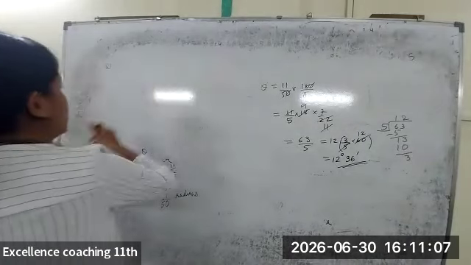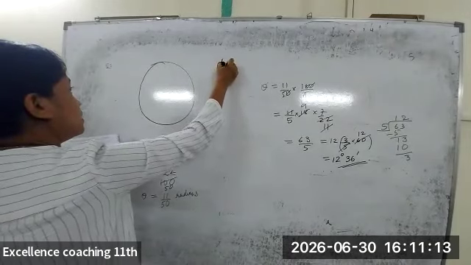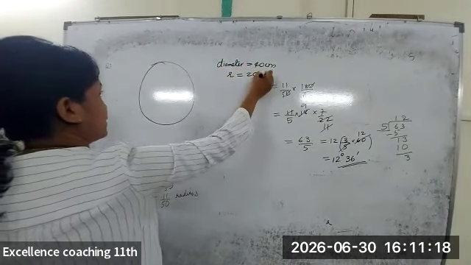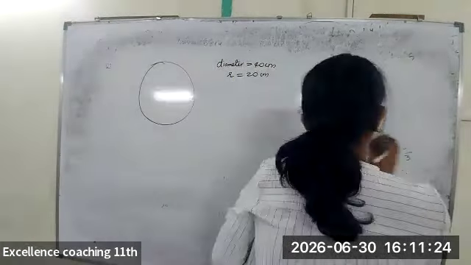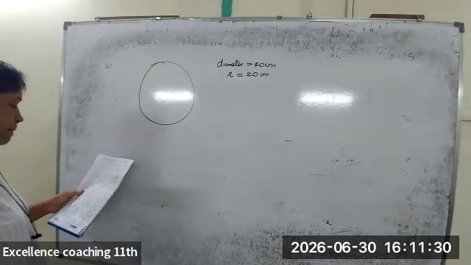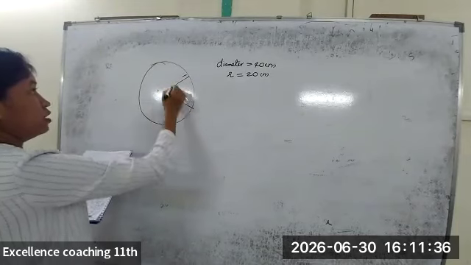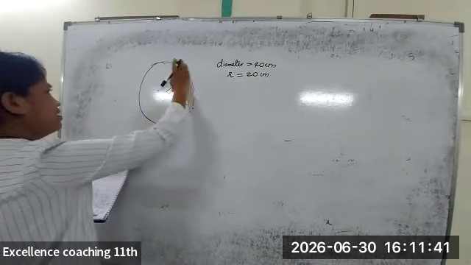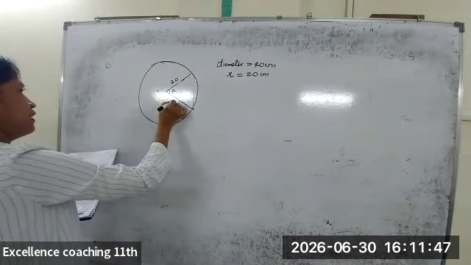So there is a circle with diameter 40 centimeters. So radius will be how much straight away? That is 20 centimeter, half of the diameter. So even if diameter is given, you know the radius. Now this is also 20. They are saying radius is 20.